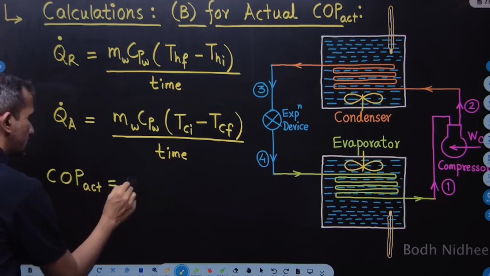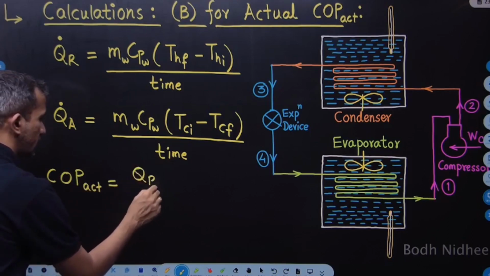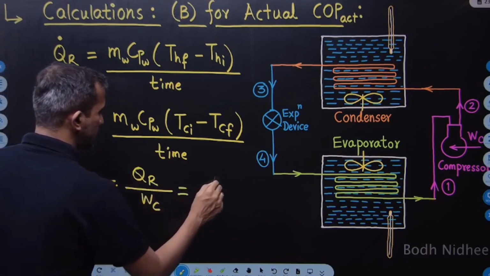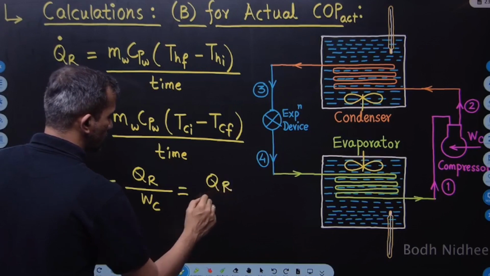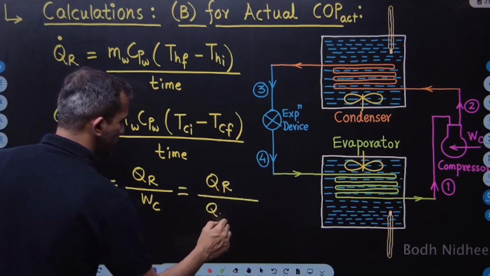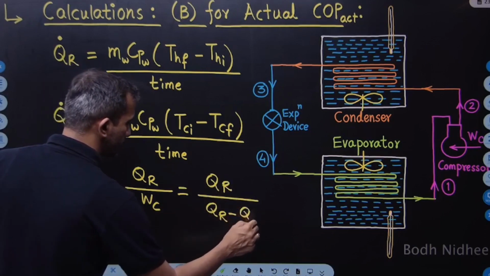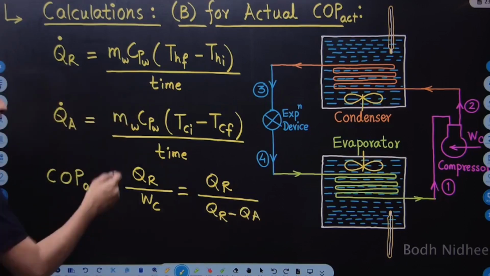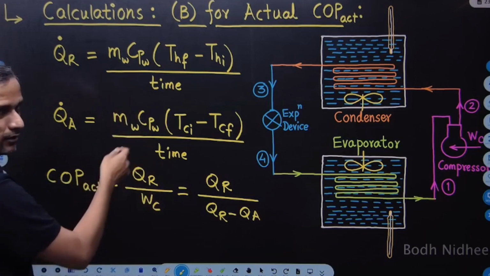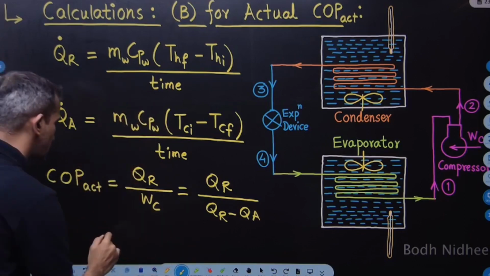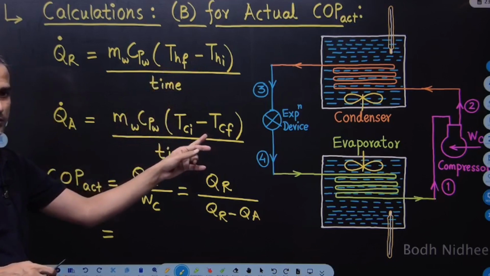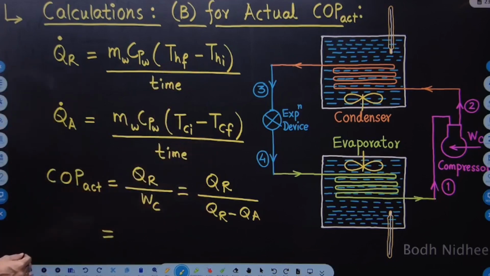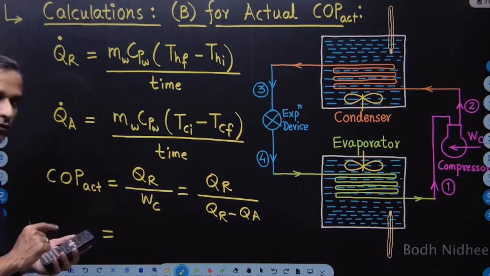We have already described that it is heating effect upon compressor power. And first law of thermodynamics says that compressor power is nothing but QR minus QA. That I have explained already. Compressor power will be QR minus QA. So if I put all these here, MCP will be common, time will be common, that will get cancelled, and you will have the values of these four temperatures. Put them, you can find out the actual COP. Do it now. You will find that actual COP is 2.23.